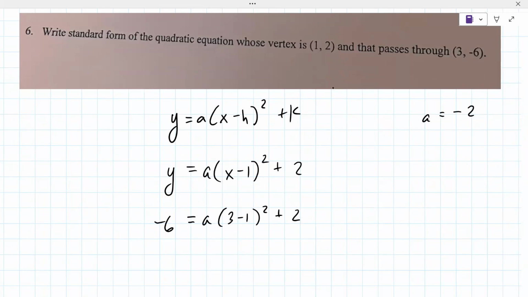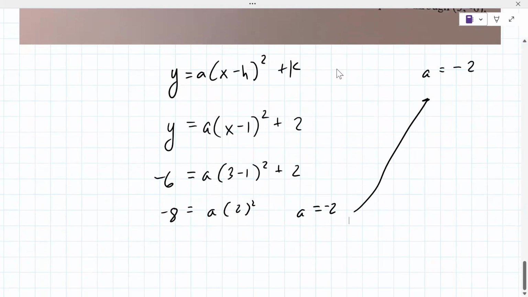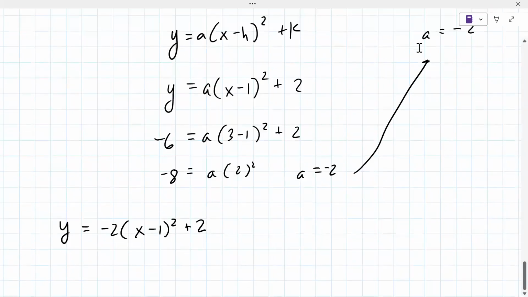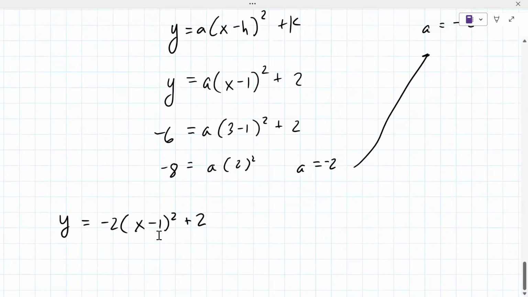So when you subtract 2, you get -8. -8 equals A times 2 squared, which is 4. So A is definitely -2. Very good. So now to go to standard form, you first have to FOIL this. So forget about the -2 on the outside, just FOIL x minus 1, x minus 1.